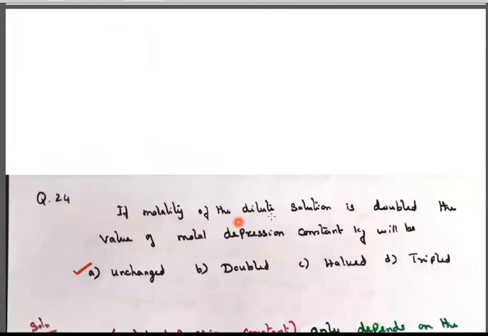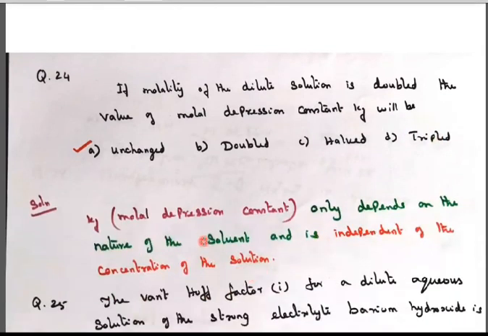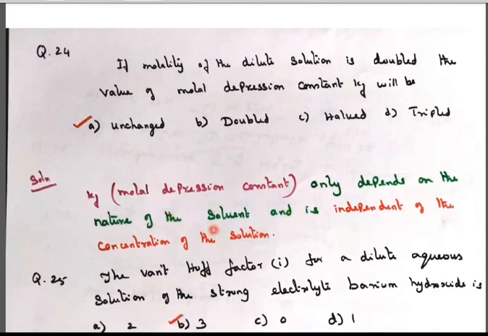If the molality of a dilute solution is doubled, the value of molar depression constant, Kf, will be unchanged, doubled, halved, or tripled. Kf, the molar depression constant, only depends upon the nature of the solvent. It is independent of the concentration of the solution. So it is unchanged. Please learn this note by heart.